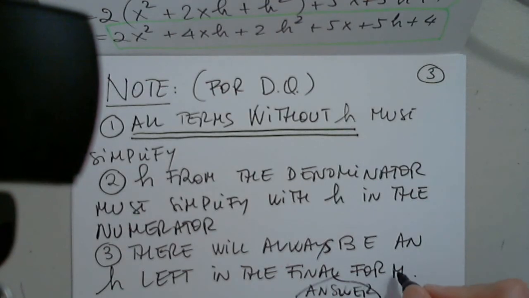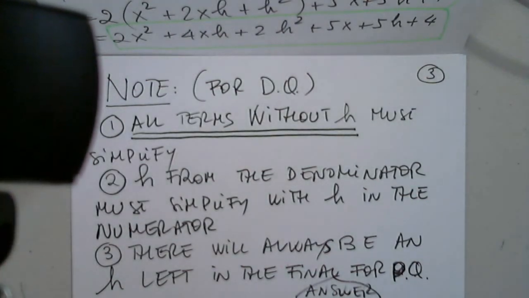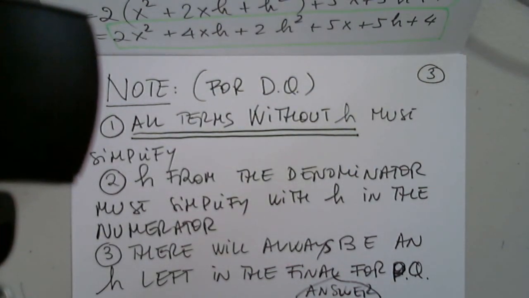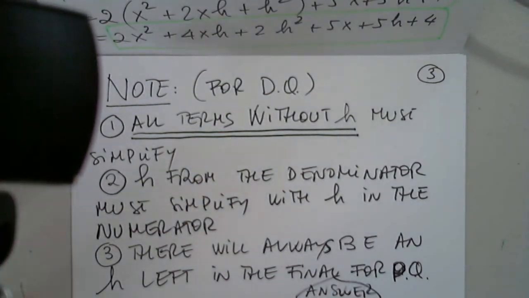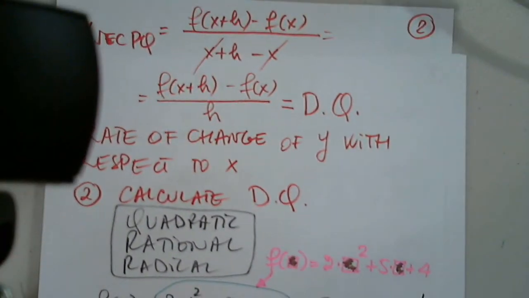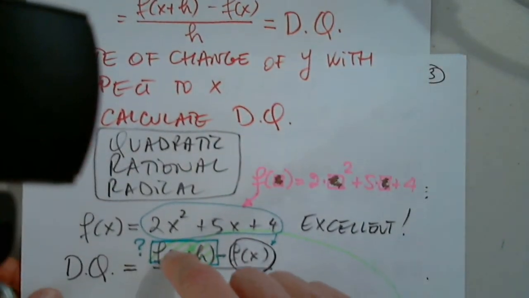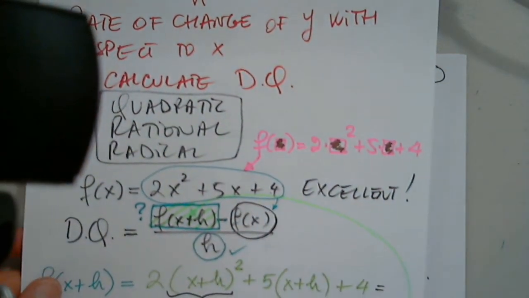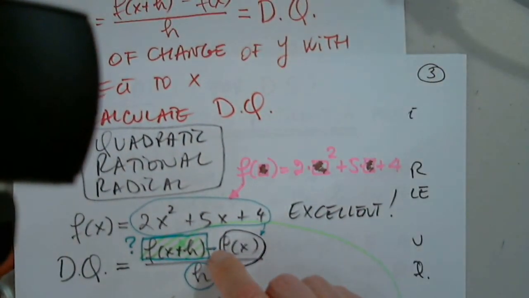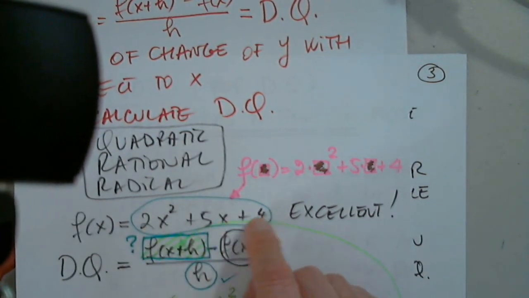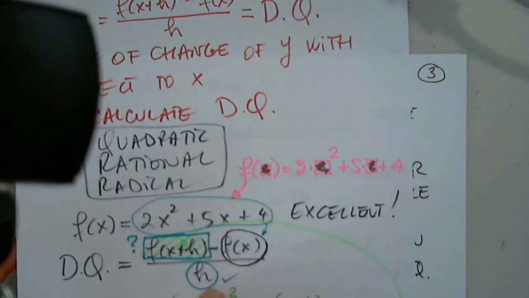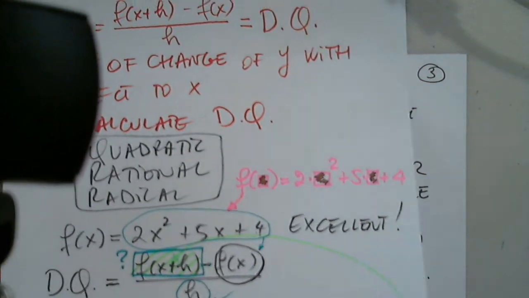What did I write here? For the difference quotient, I meant to write: there must be an h left in the final answer for the difference quotient. Okay, now coming back to the difference quotient, I will copy all this, then minus, I will distribute the minus to these three terms, and then put h in the denominator. And let's see what happens next.